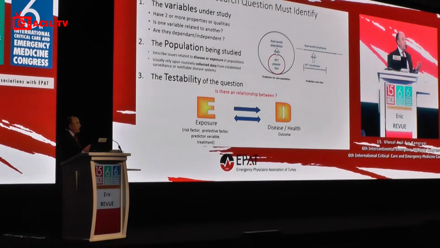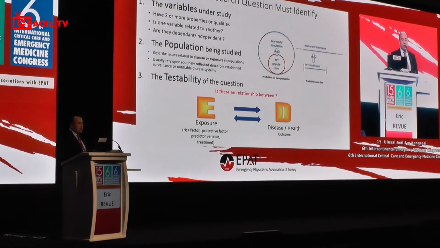So, the 3 main points that we have to identify in a research question are variables, population, and the testability of the question. Do you think that the variables are strong enough? Do they have the proper qualities to analyze that? Do the variables vary from one to another? Are they independent and dependent variables?